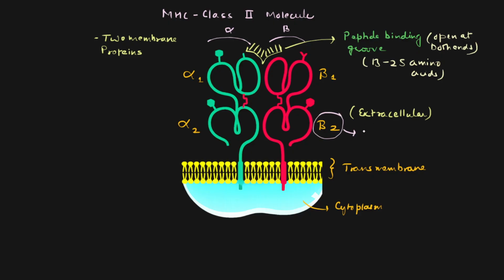When we talk about beta 2 right over here, it is a very important domain. It is going to interact with the CD4 co-receptor. So it's going to help in T cell activation, especially helper T cell activation. Right, so helper T cells are going to get activated.